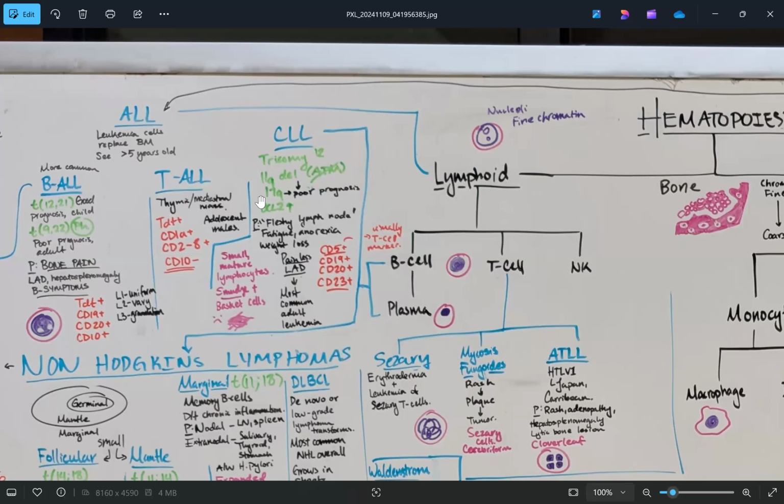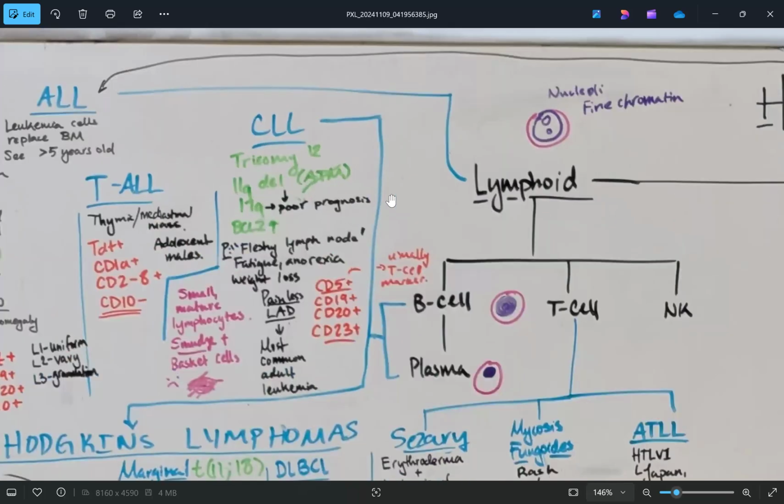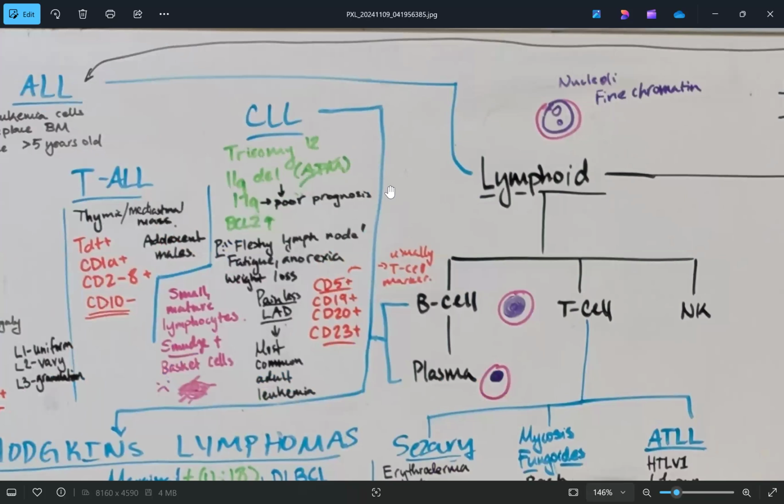The chronic lymphocytic leukemia is associated with a few different mutations. One of them would be trisomy 12, another one will be the 11 chromosome deletion of the ATM gene. Another one will have a mutation of the 17p arm chromosome, which has a very poor prognosis, along with the 11q del. And then you'll also have a BCL2 increase mutation.